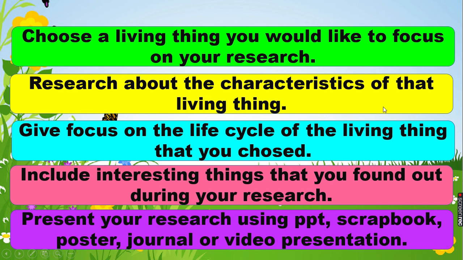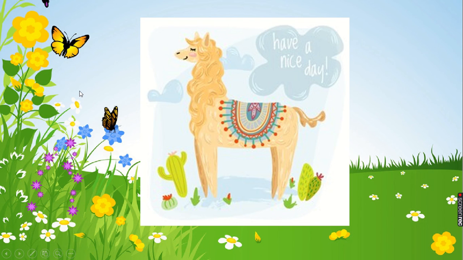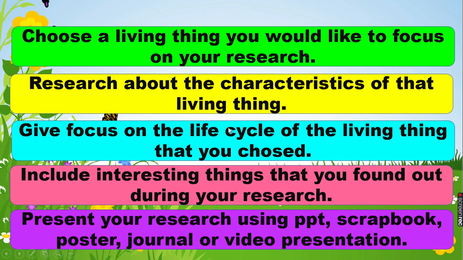So research about the characteristics of that living thing. Give focus on the life cycle of the living thing that you chose, because when you research about that living thing, there is so much information. You can even write a book if you want, but we don't have to do that. So try to only choose those very interesting parts that you think are very important and something that you really like to share to your classmates, and give focus on the life cycle of the living thing that you chose.